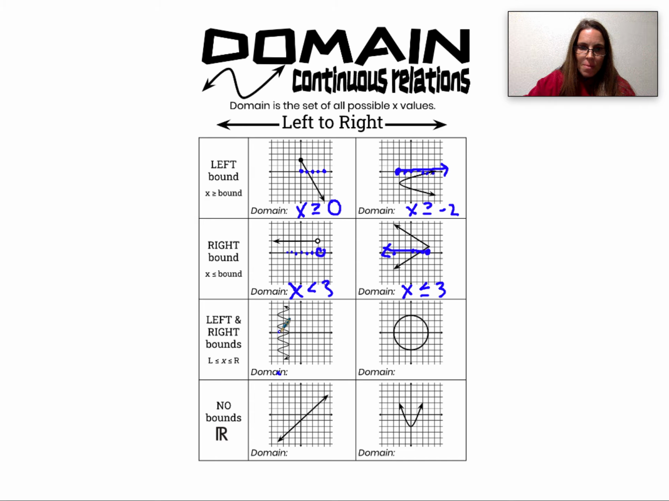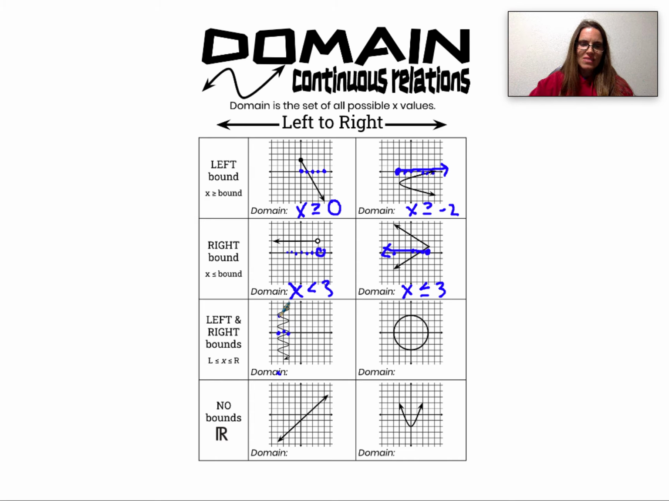What that means is there are many points on the graph where x is negative 4. Many points on the graph where x is negative 3. Many points on the graph where x is negative 2. And every x coordinate in between has points on the graph.